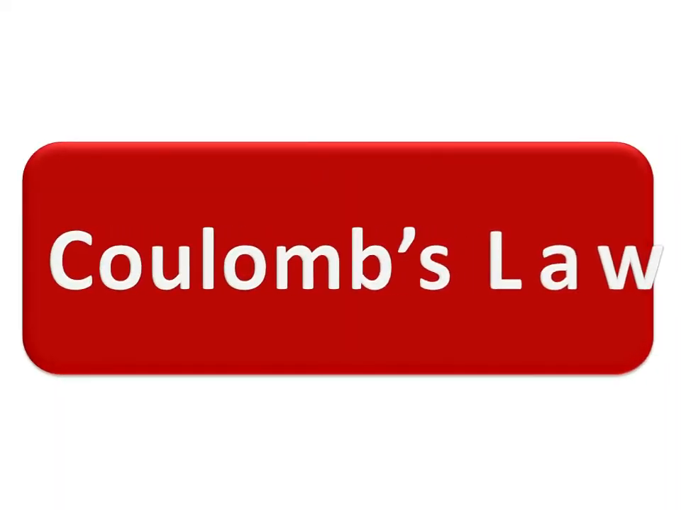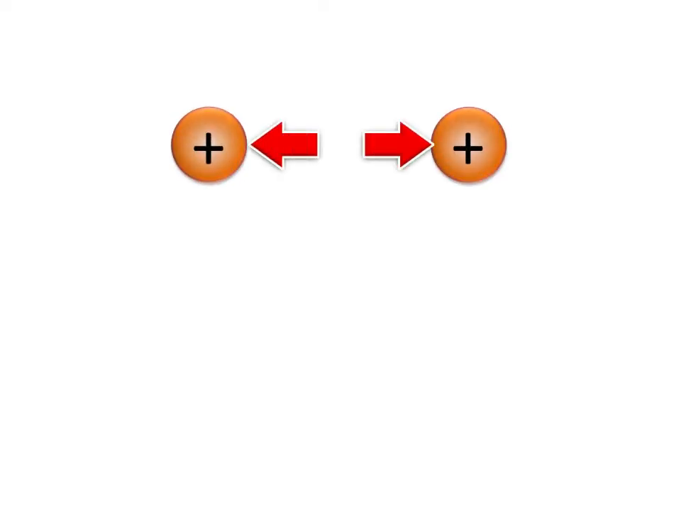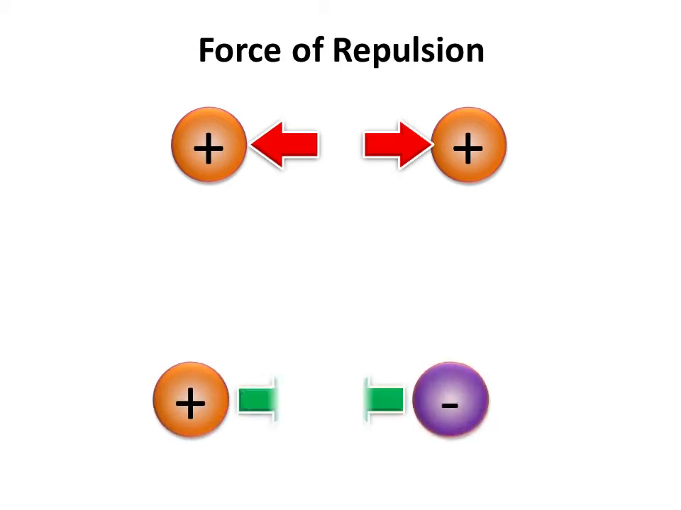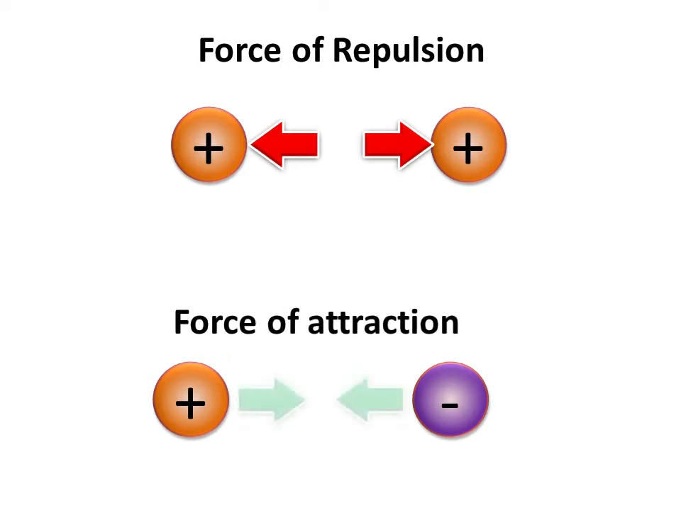Coulomb's law. We know that if two like charges are brought together, meaning any two positive charges or any two negative charges, they repel each other because of the repulsion force between the two charges. If we bring two unlike charges together, then they attract each other due to the force of attraction between them.